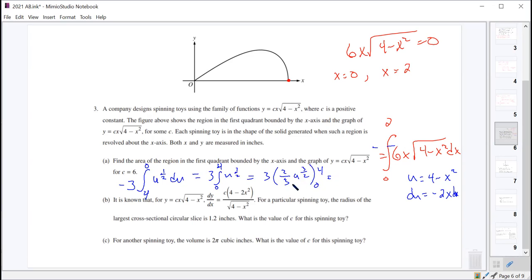Plug in 0 to that and it's just 0, right? So we can ignore that. Plug in the 4. Square root of 4 is 2. 2 cubed is 8. That's 16 thirds times 3, which ought to just be 16. They didn't say anything about units, so you don't need to put the units, but it's 16 inches squared. Everybody good there with part A? You got 16 inches squared on the test?